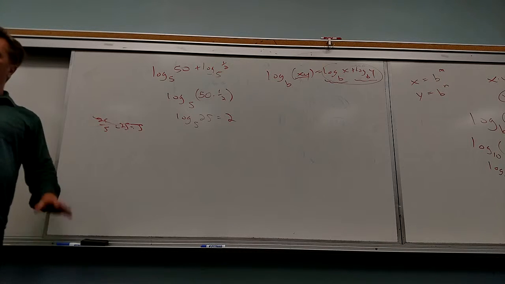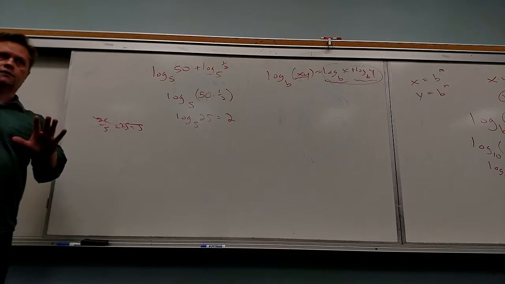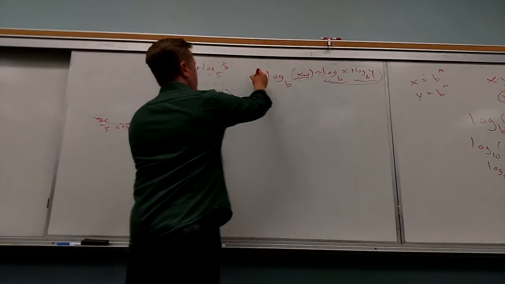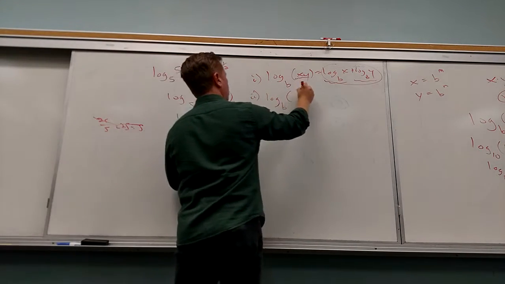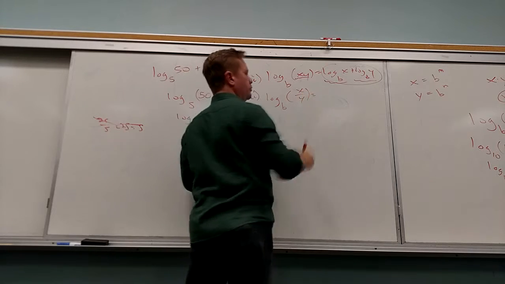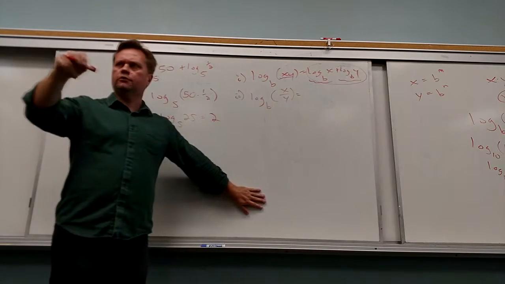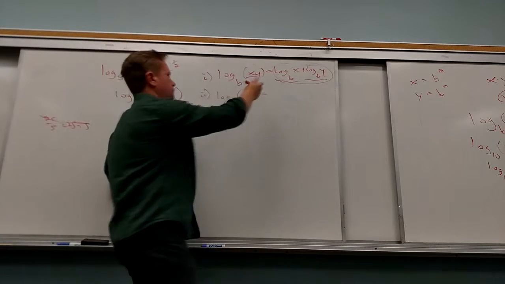Okay. So it should make sense. If this is one property, what do you think happens in this case? When I divide things with like bases, what do I do with the powers? Subtract.